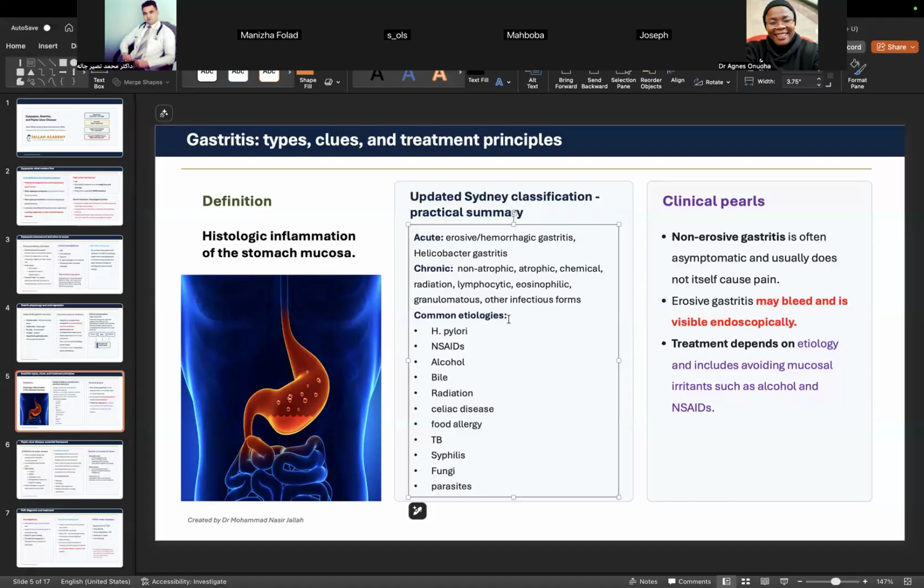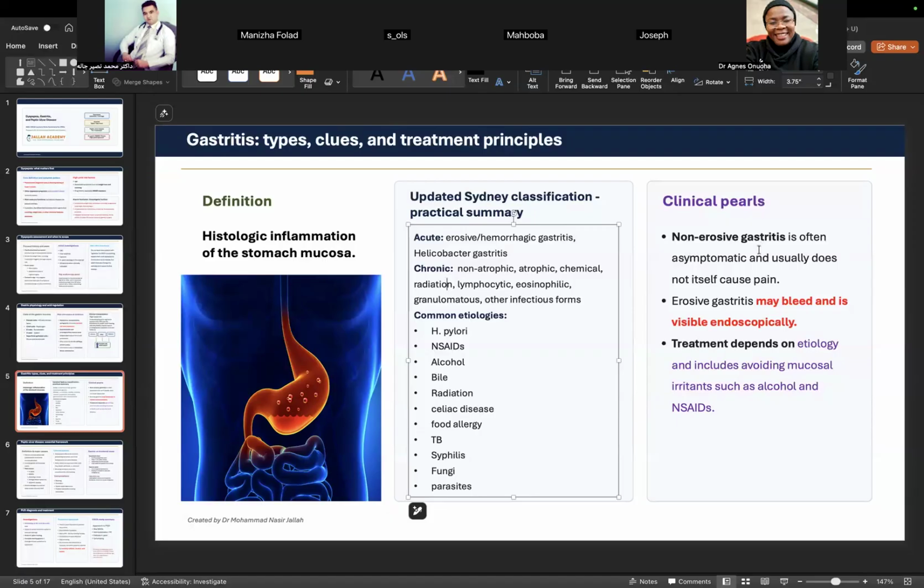Please go after a specific drug. Don't just rely on generalized mentions of drugs or medication. Alcohol is something that you have to mention, and don't be shy. You have to be very direct. Ask about alcohol, bile reflux, celiac disease, food allergy, TB, syphilis, fungi, and parasites. These are going to be the common etiologies.